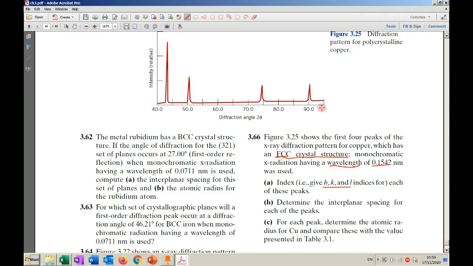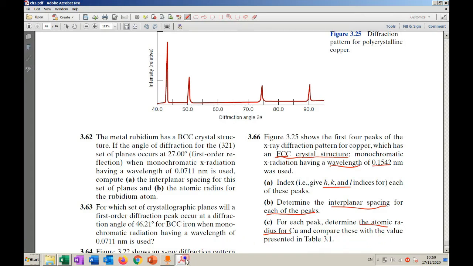Then listen, this one is part A. Part B: determine the interplanar spacing, d_hkl, for each peak. Yes, again we say for each of the peaks, because each peak has a different hkl, so the interplanar spacing will be different between them as well. The last part asks: determine the atomic radius. So we want to find the atomic radius, and then we will compare it with the table.